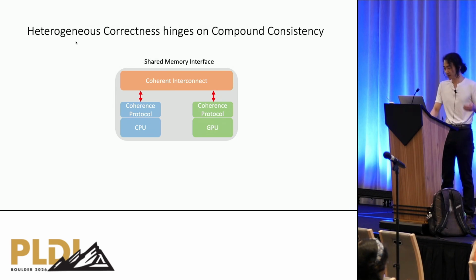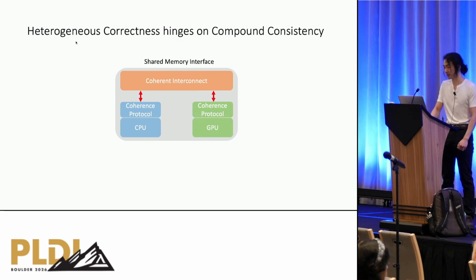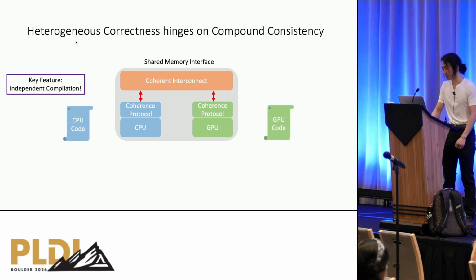So when a CPU-GPU program is compiled for such a chip, the CPU and GPU code are typically compiled independently, each with their own mature compiler, and all the communication between the two devices goes through shared memory, supported by hardware protocols. And independent compilation relies on these protocols composing directly.